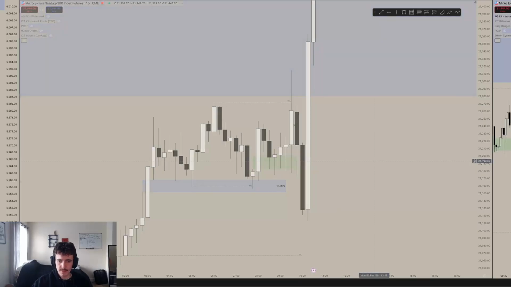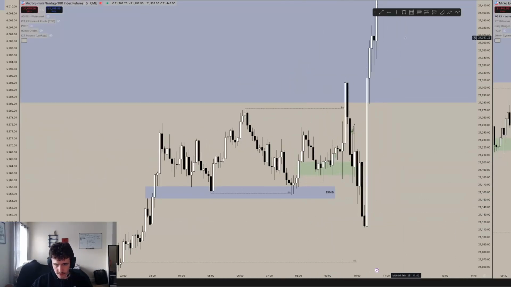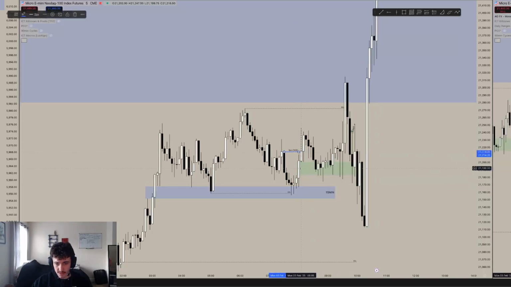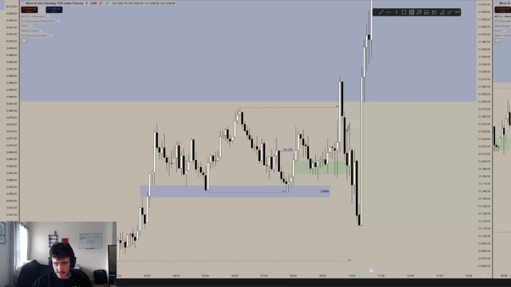Zoom into the 5-minute. What else are you doing here? You have a 5-minute change in the state to the upside, which, right, that's one of my new must-haves in a trade. 5-minute change in the state to the upside right here. This is that 5-minute imbalance. So we're kind of just watching this right here. Still respecting it. Market opens at 9:30.